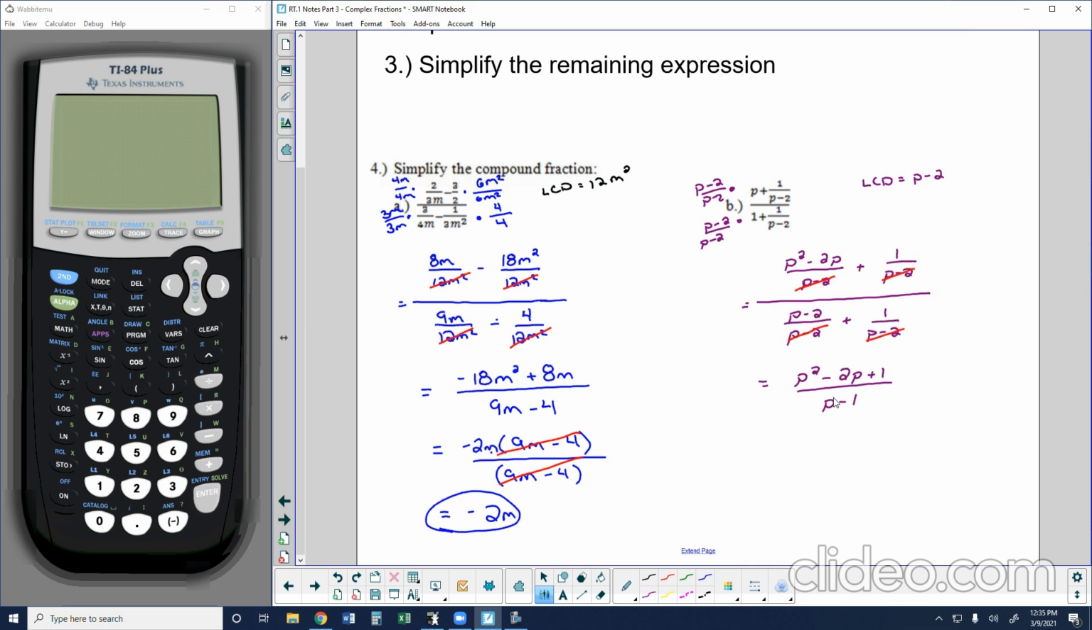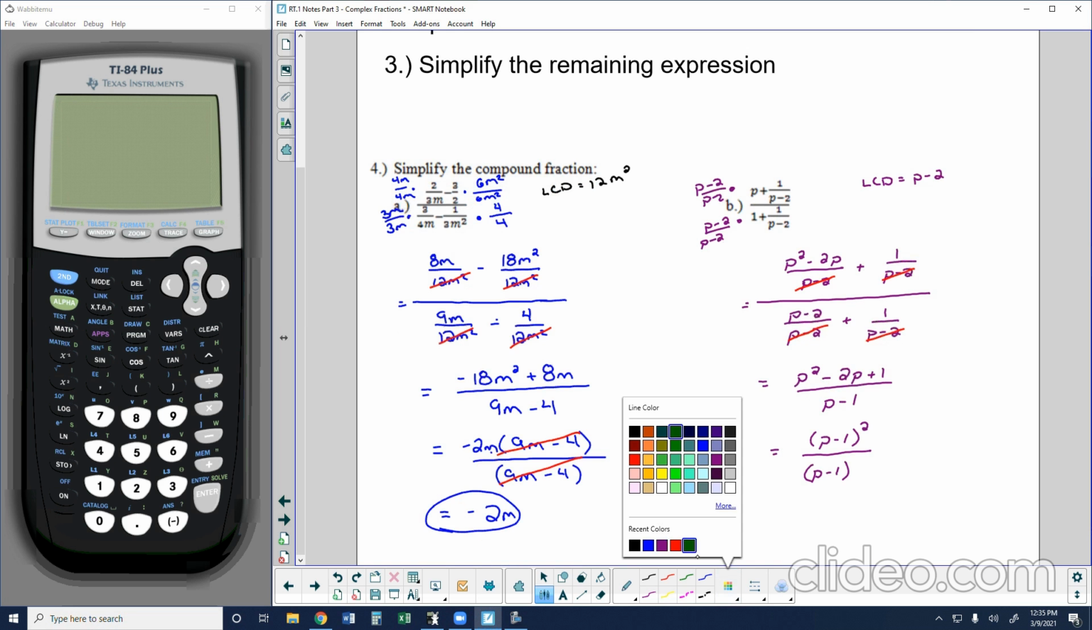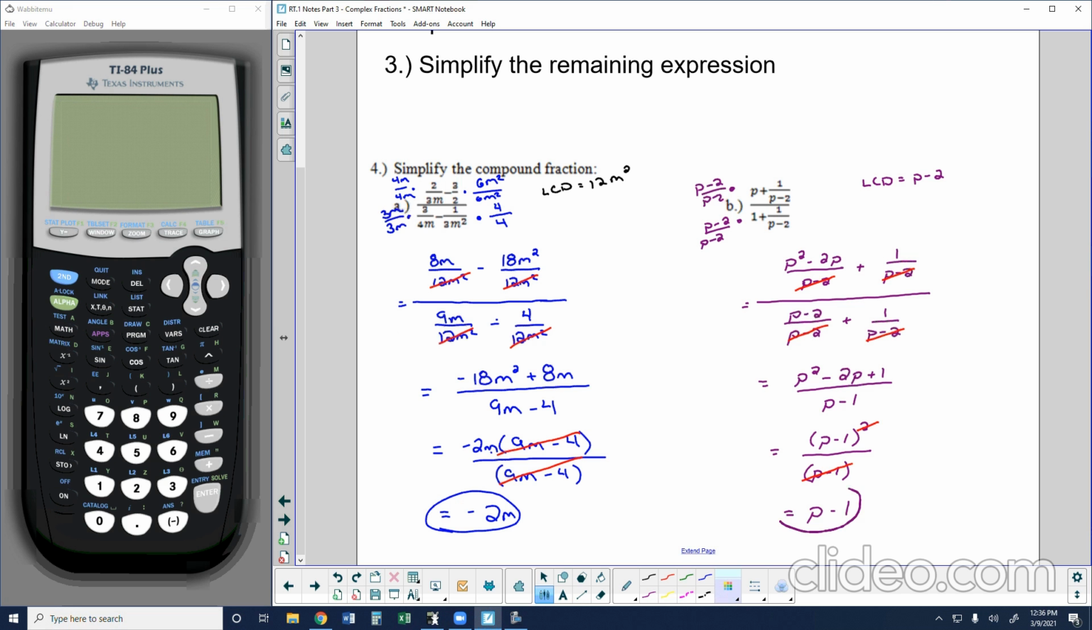Now I'm going to take a look at this and try to simplify if I can, and I may notice the numerator can be simplified into p minus 1 squared. It is a perfect square, so p minus 1 times p minus 1, or p minus 1 squared, in which case then I can simplify by dividing out one of the p minus 1 factors in the numerator with a p minus 1 factor in the denominator, and my result would be p minus 1.